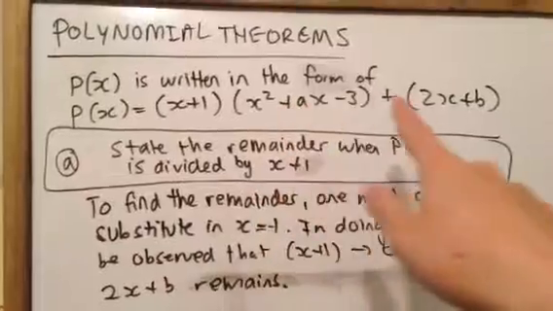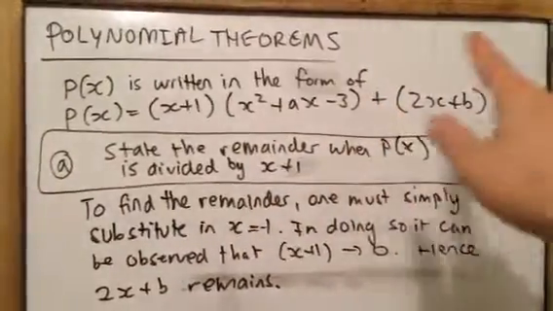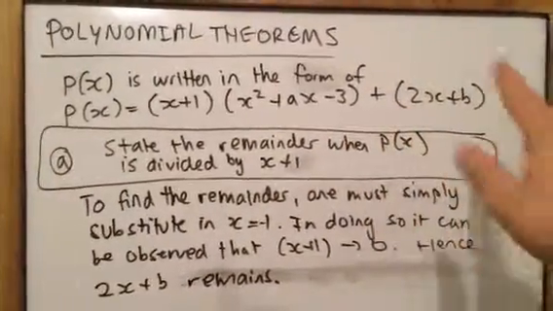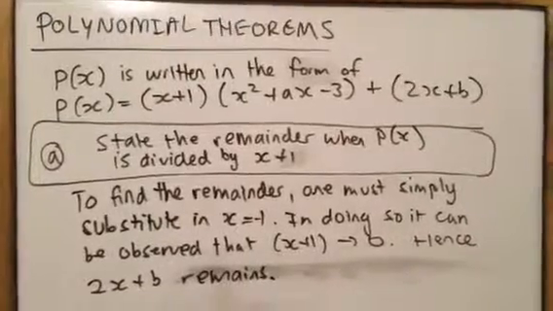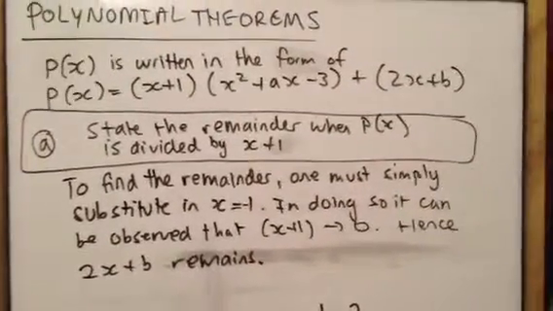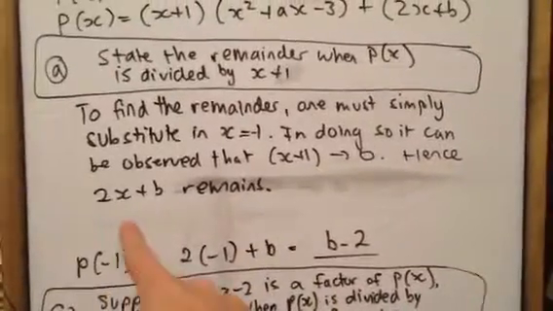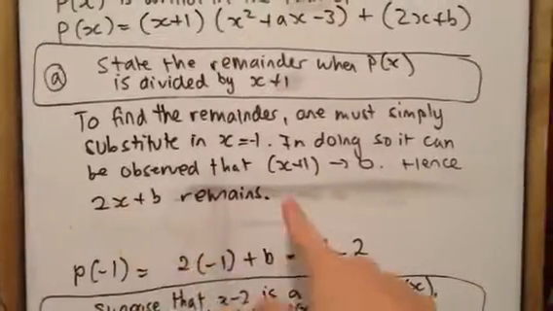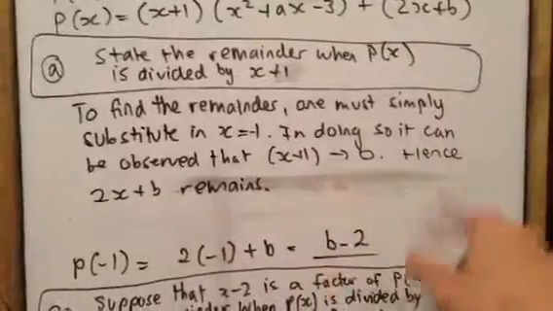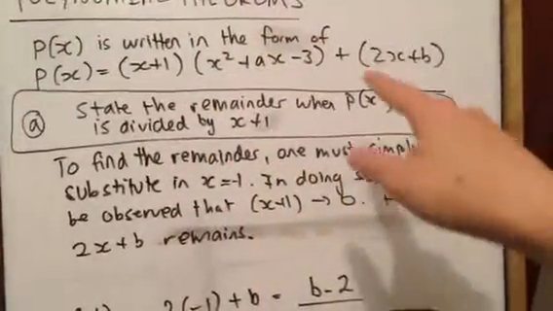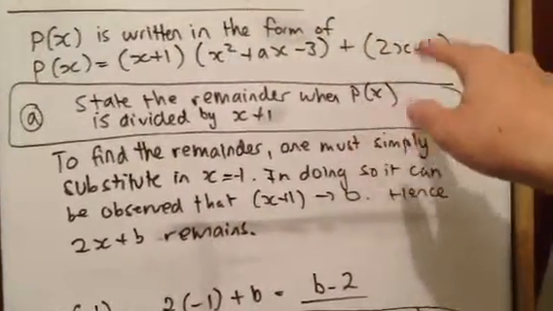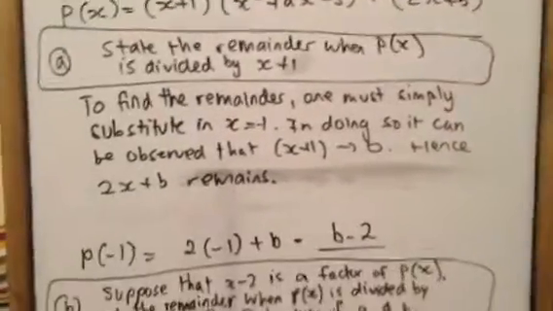So in finding the remainder, what we know is that essentially it's just a matter of substituting it in. When we find the p of negative 1, it's simply putting it into the 2x plus b term, and we get b take 2 as a result, because we have 2 lots of negative 1 plus b.